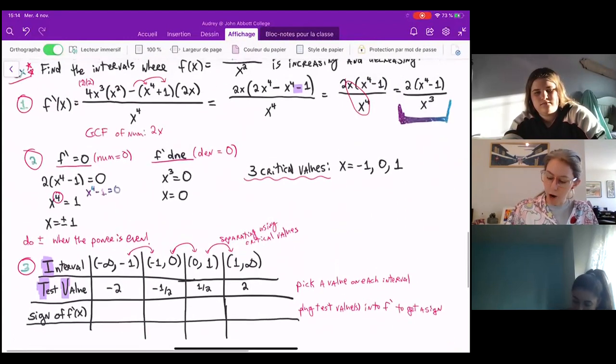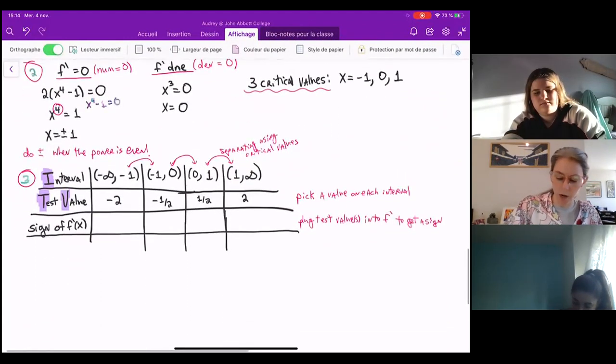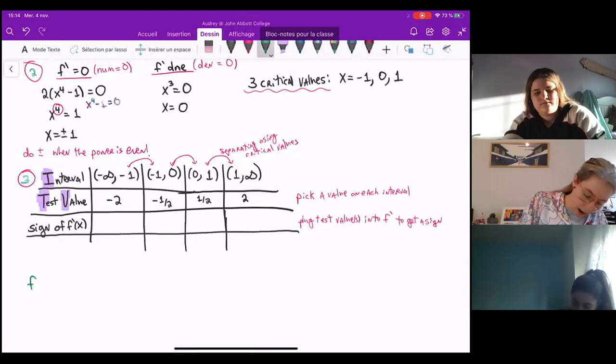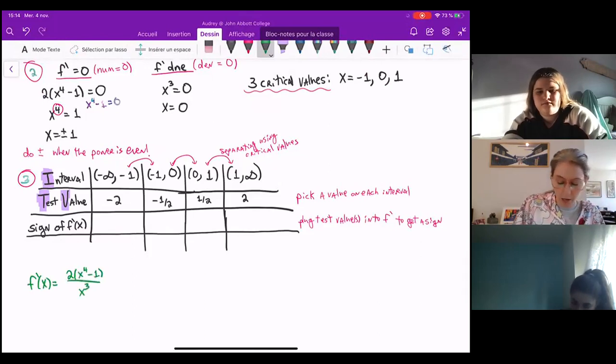So my f prime was 2 times x to the 4th minus 1 over x cubed. So I'm just going to rewrite that. F prime of x is equal to 2 times x to the 4th minus 1 over x cubed. So then I'm looking at f prime of negative 2.